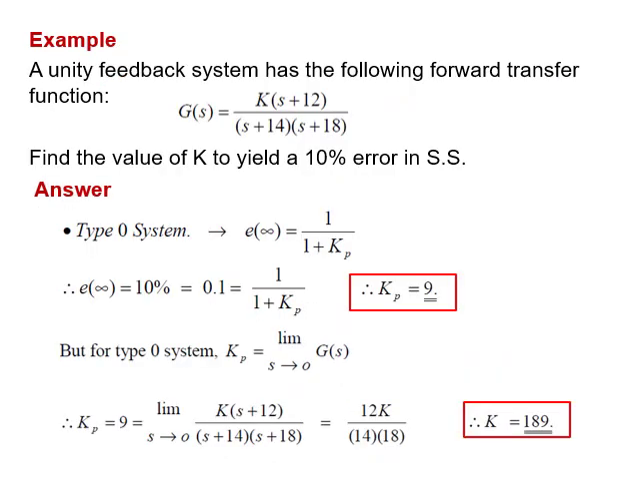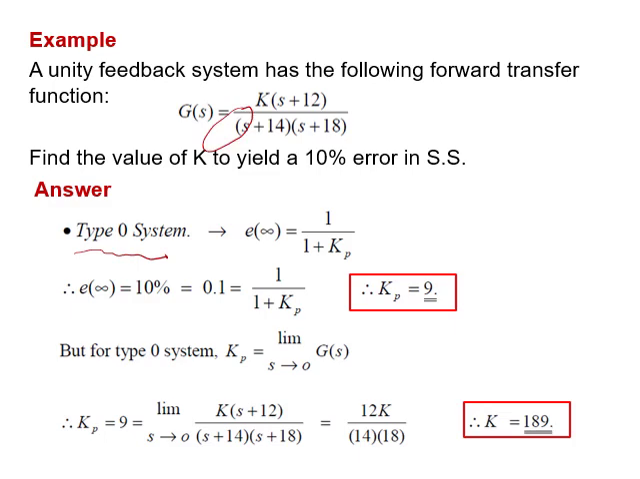Another example, he's saying a unity feedback system has the following forward transfer function. We know what a forward transfer function is. Find the value of K that yields a 10% error in the steady state. Meaning we want the steady state error to be 10%. So it's the same style. The type of system is 0 this time. The system is type 0, that means a finite error will occur only when the input is a step.